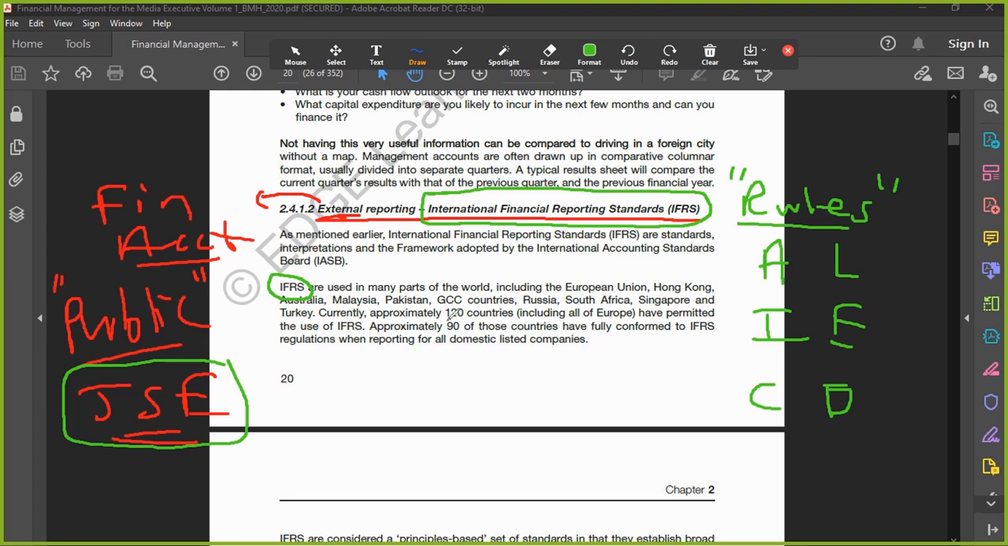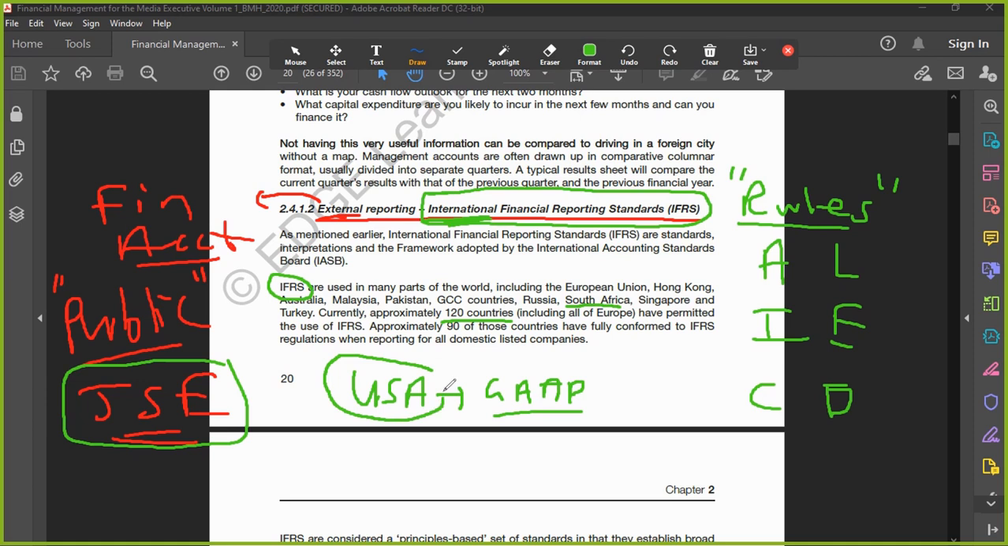And as you can see here, IFRS is used in many countries around the world. It's the most widely used set of accounting standards. There are others as well. The countries that you see here include South Africa. If you look at America, the USA uses US GAAP, generally accepted accounting principles and practices.